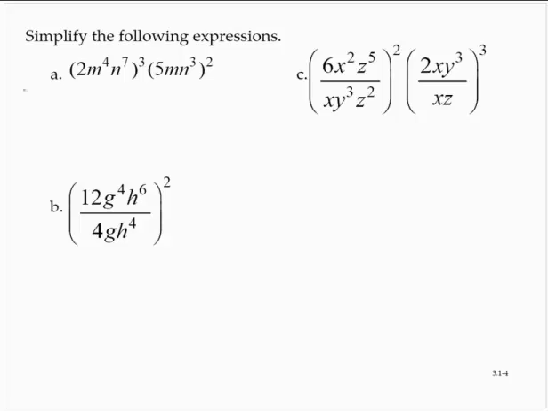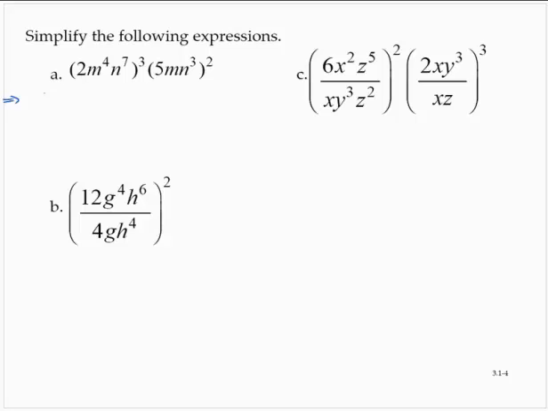Simplify the following expressions. Now these are going to take probably the use of several different rules. So exercise A, I have (2m^4 n^7)^3 times (5m n^3)^2. So the first thing I'm going to do is remove those outer parentheses, basically.